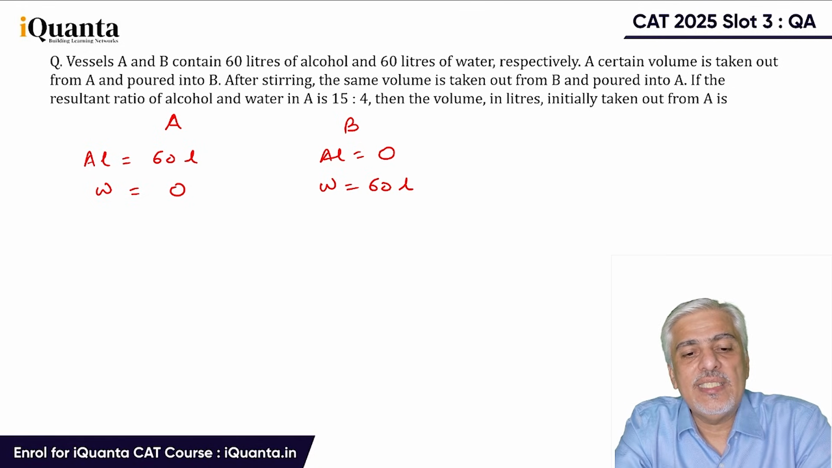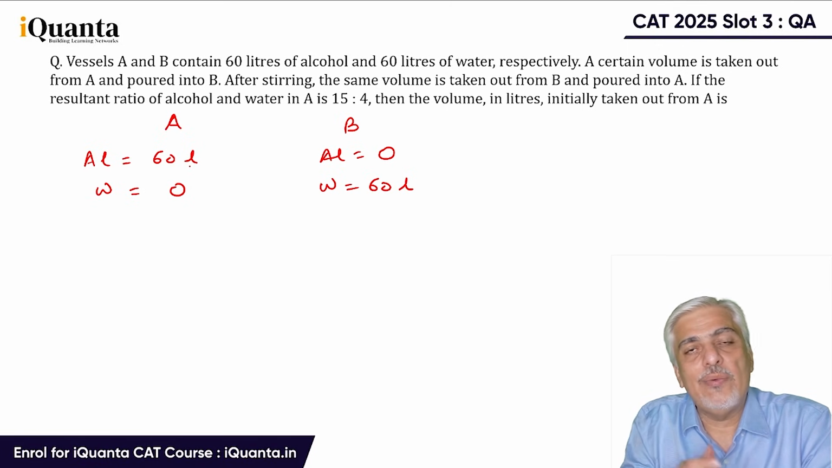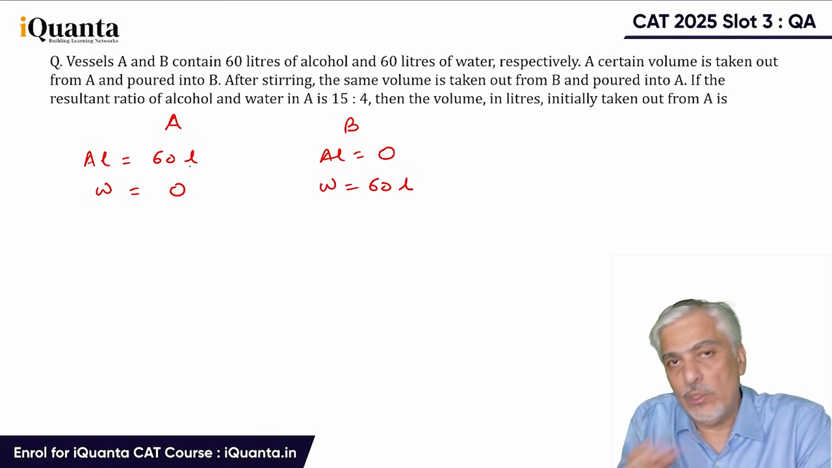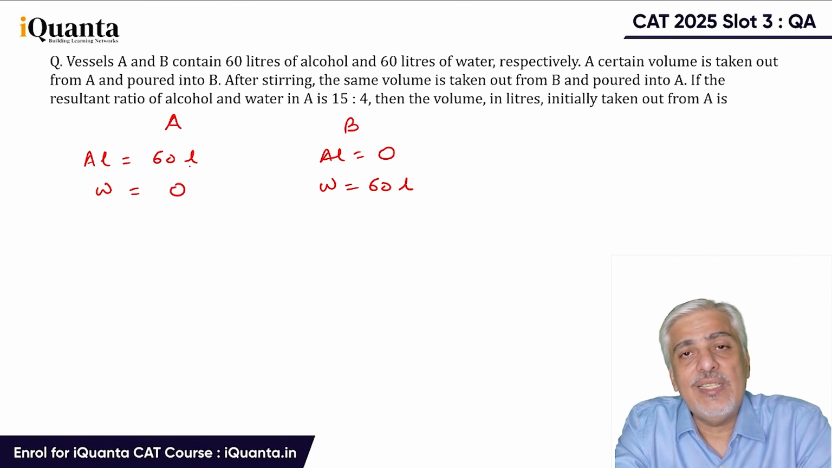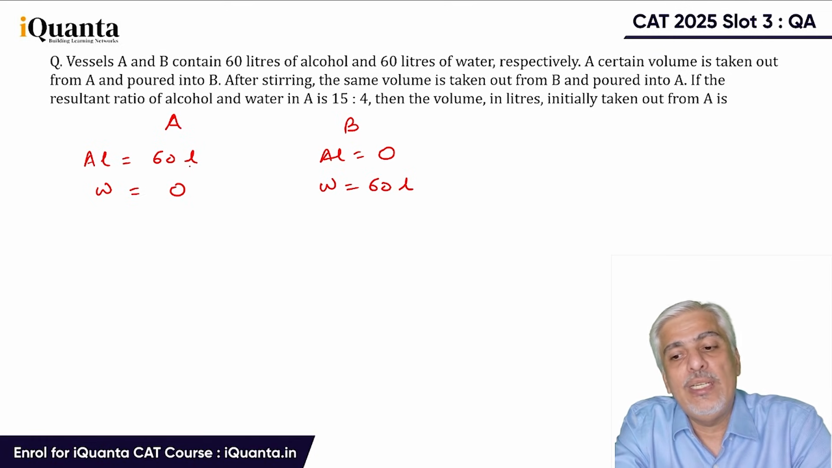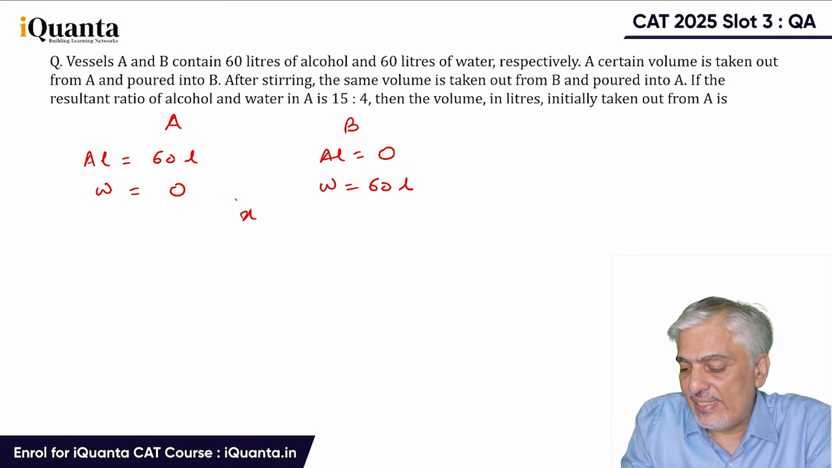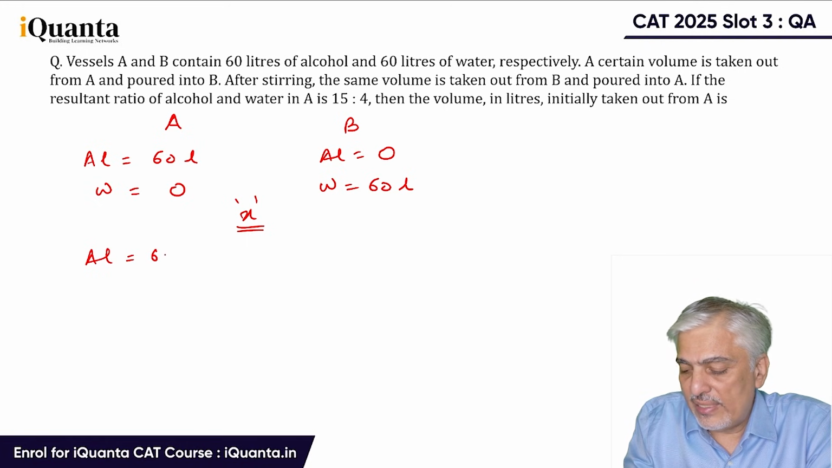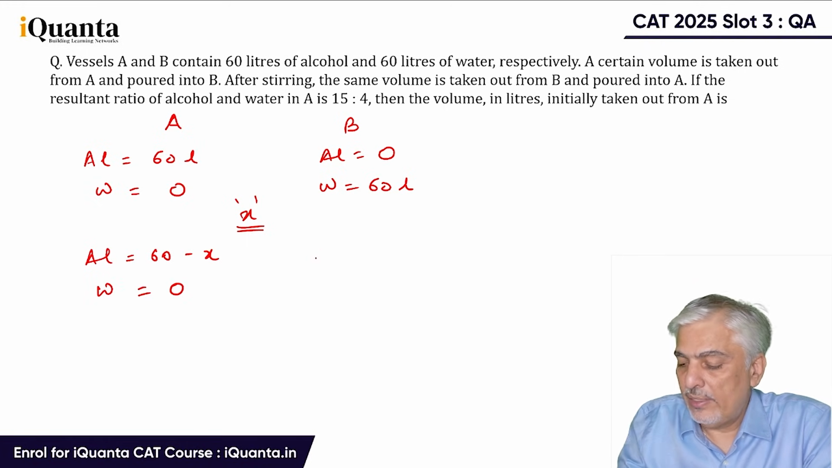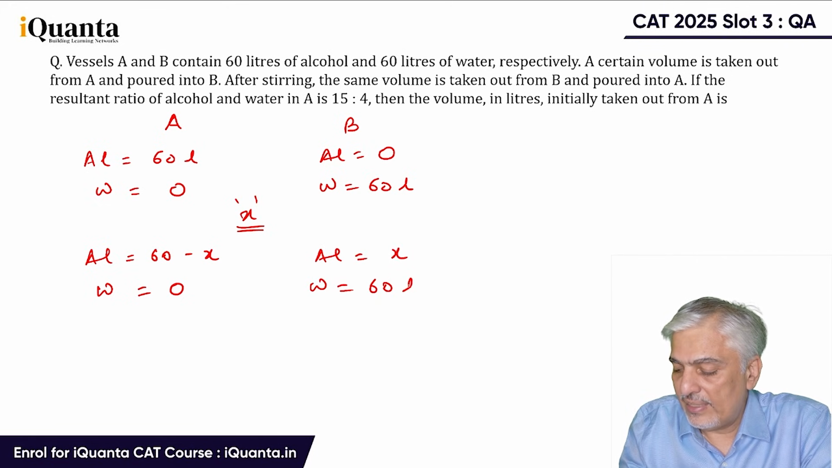A certain volume is taken out from A and poured into B. So something from here is taken and poured into B. Obviously, when I pour the first time, only alcohol will go, water will not even go because there is no water. After stirring the mixture well, the same volume is then removed from B and poured into A. So when I do it the first time, suppose X liters is removed and poured into B. So alcohol remaining will be 60 minus X. Water will still remain 0 after the first step. Over here, alcohol will become X and water will remain 60.